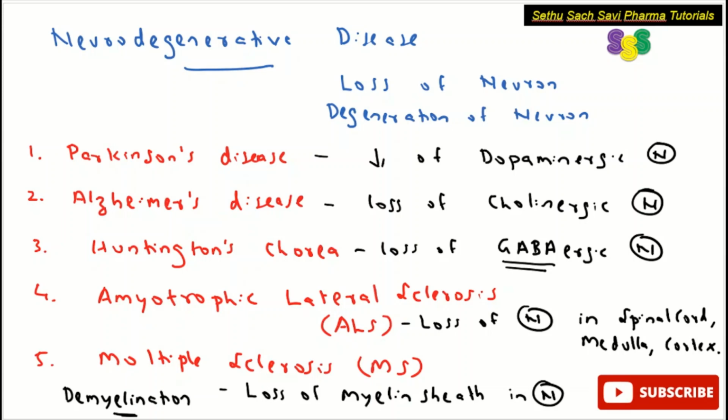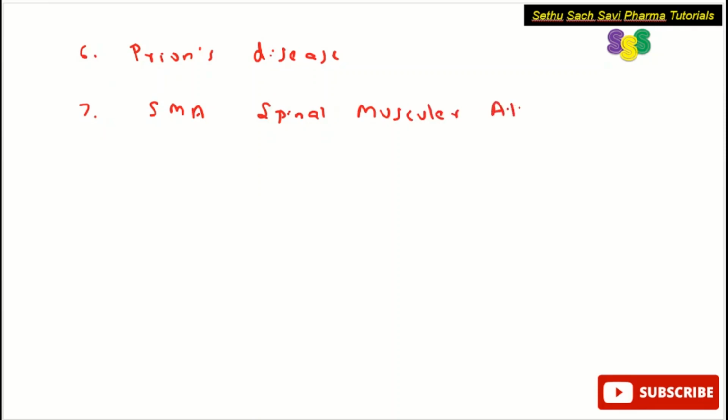Okay. Now another important neurodegenerative disease is Prions disease. So that is also a neurodegenerative disease. Another one is SMA, the abbreviated form, which is nothing but spinal muscular atrophy.